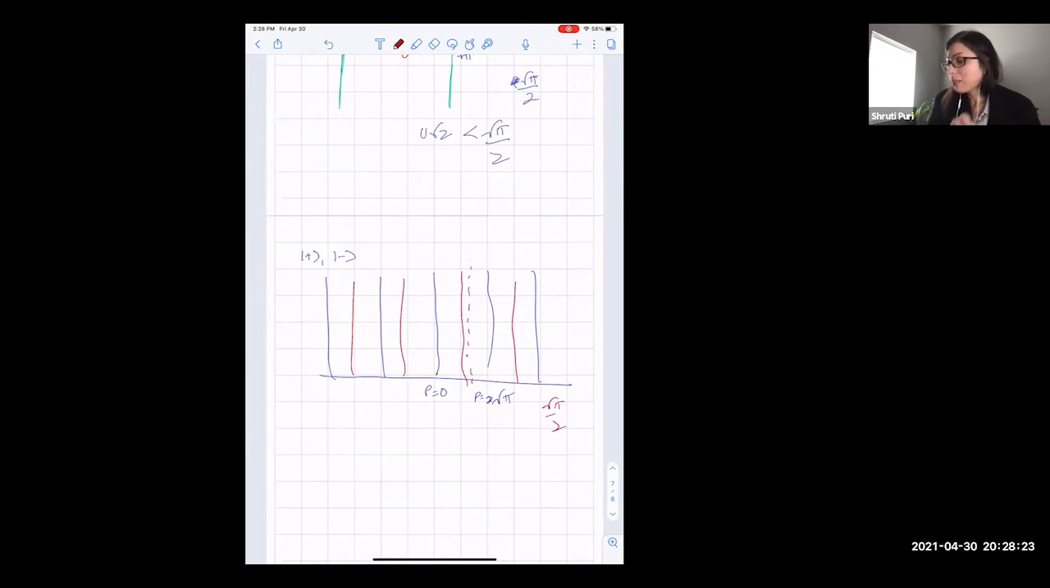So the GKP code is designed to correct for errors, the small displacement errors that are smaller than square root of pi over 2. If your displacement errors are smaller than square root of pi over 2, you can correct them using this GKP code.